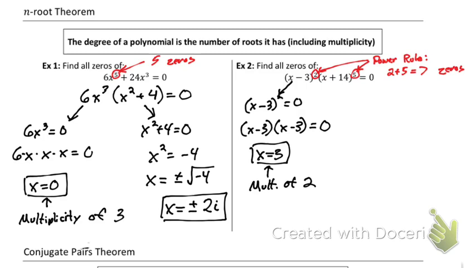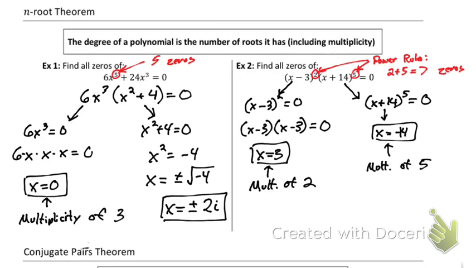Well, our next one is x plus 14 to the 5th. I don't know about you, but I don't want to write x plus 14 five times. We just have to recognize that it's x plus 14 times x plus 14 times x plus 14, and you do that five times. So rather than writing all those out, you just go, okay, because of this, x equals negative 14 with a multiplicity of 5, because it's to the 5th power.